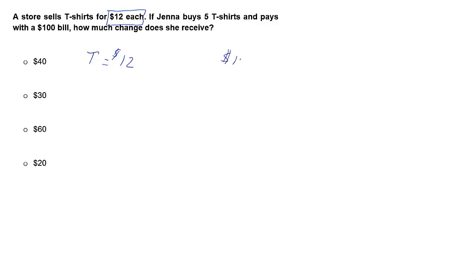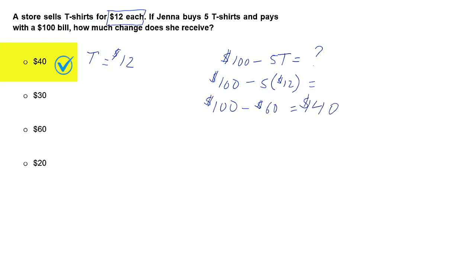So we know we're starting with $100 minus the cost of a t-shirt times 5 equals, that should be our change. So $100 minus 5 times $12 will equal our change. 100 minus 60 equals $40. So $40 is our change.